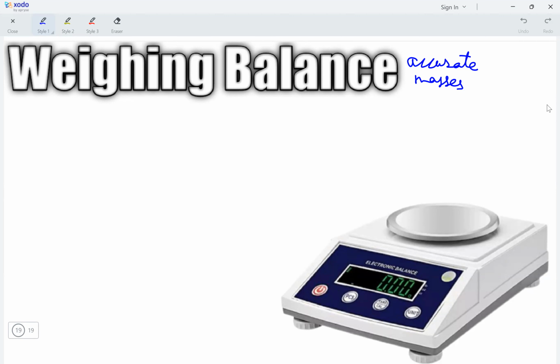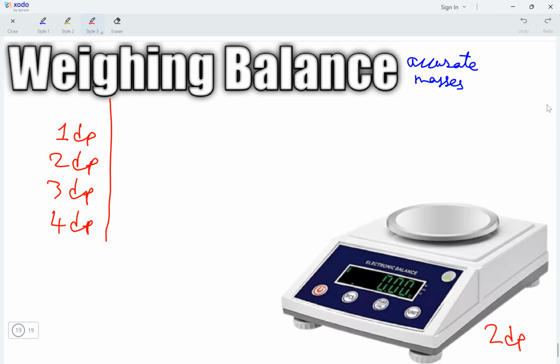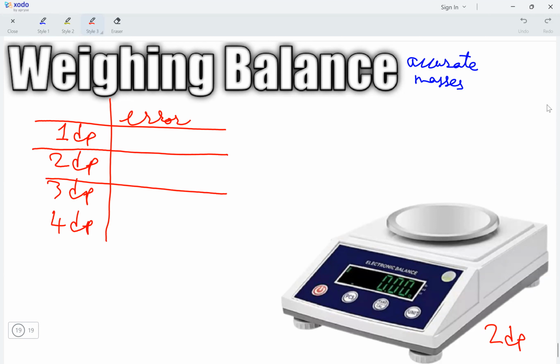So the least count in a digital weighing balance is based on the decimal places that the weighing balance shows. The most common weighing balance in a chemistry lab is a weighing balance measuring to 2 dp. However, there have been instances in which we have weighing balances measuring to 1 dp, 2 dp, 3 dp, and 4 dp available inside labs. So the errors in such pieces of equipment depend on the decimal places that can be measured using the weighing balance.